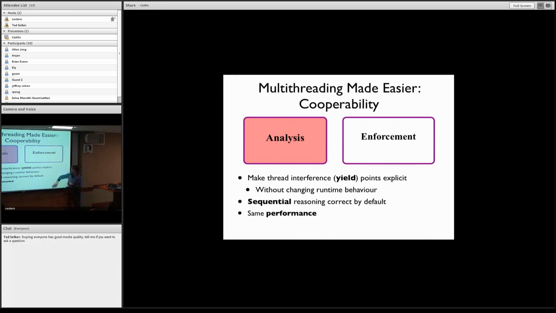So here I'm going to talk about analysis. What is the big trade-off here? Analysis allows you to add in this kind of specification without changing runtime behavior for your program.